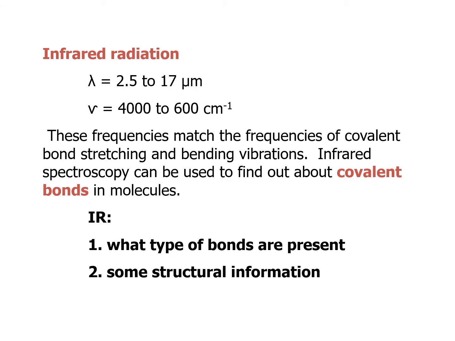Okay, so dialing a little bit more into the actual IR radiation. For IR, the wavelengths we're talking about are anywhere from 2.5 to about 17 micrometers. That's what the little u stands for, micrometers. And the frequencies of those are anywhere from 4,000 to 600 inverse centimeters. You'll see inverse centimeters a lot in spectroscopy.